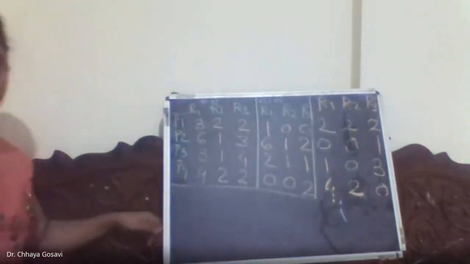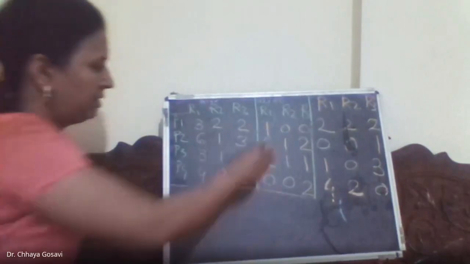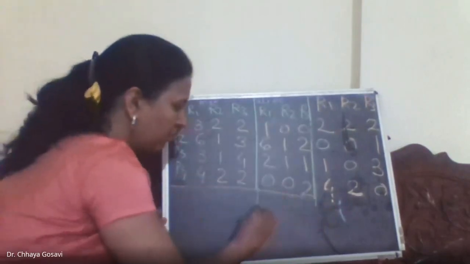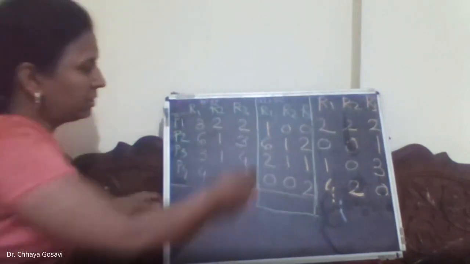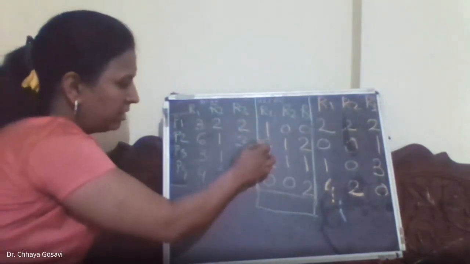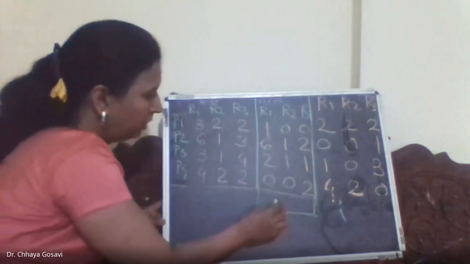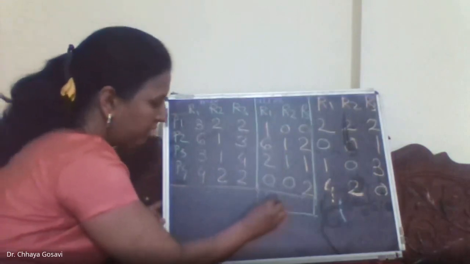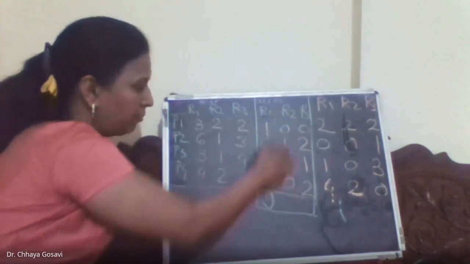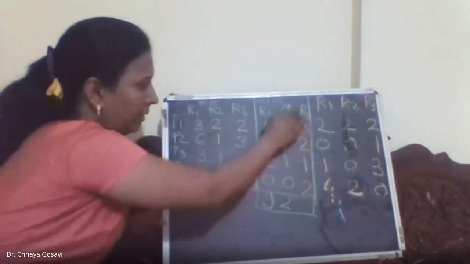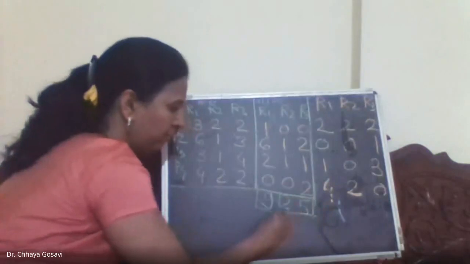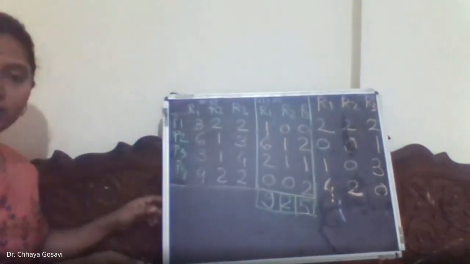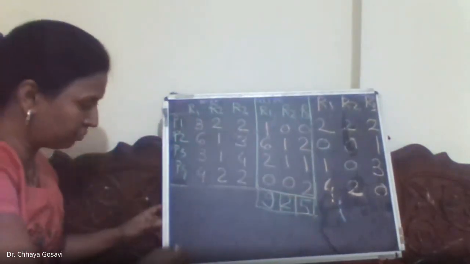And how to calculate the available vector? First we have to check how many resources are allocated to these processes. Of R1 type we allocated 6 plus 2 plus 1, so a total of 9 resources. Then of R2, 2, and of R3, 5. So 9, 2, 5 resources of R1, R2, R3 are already allocated to the processes.